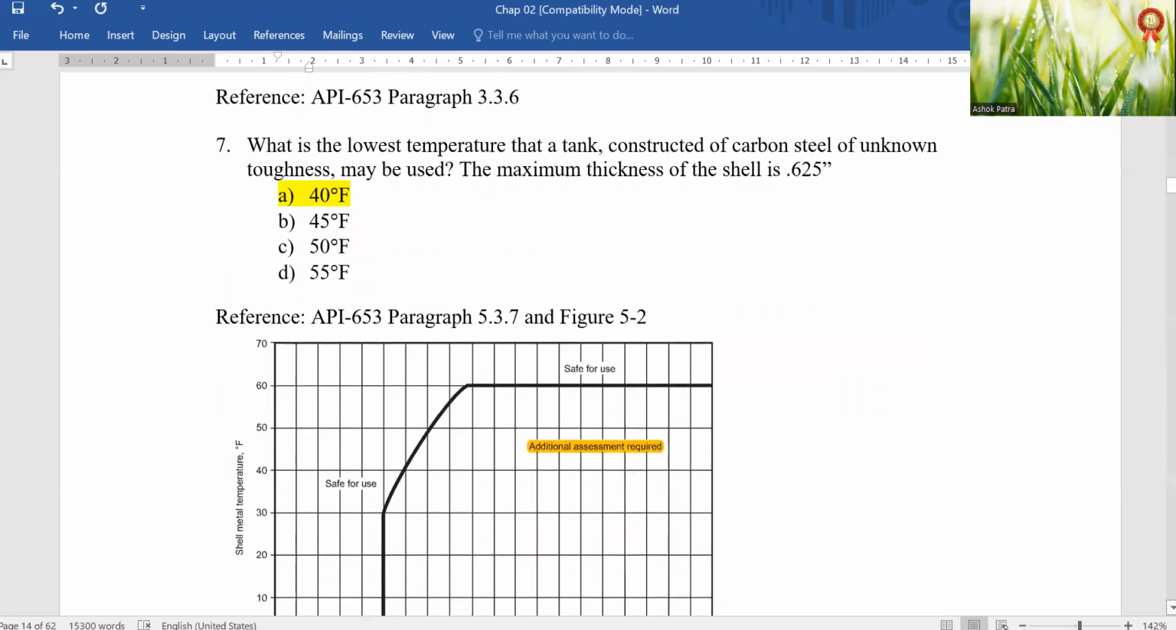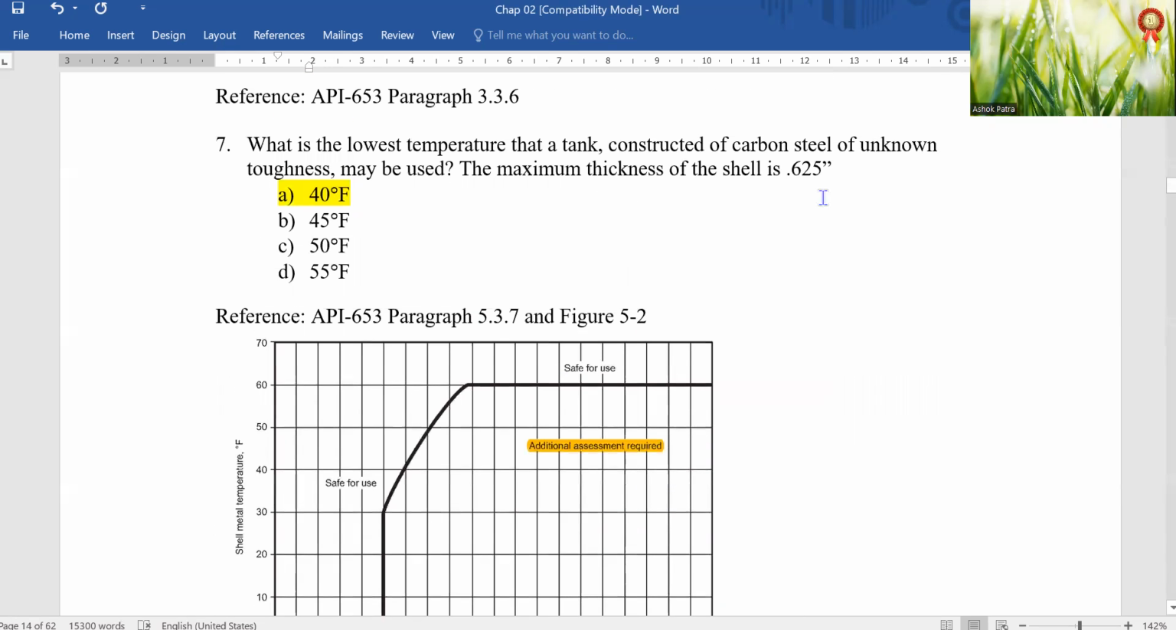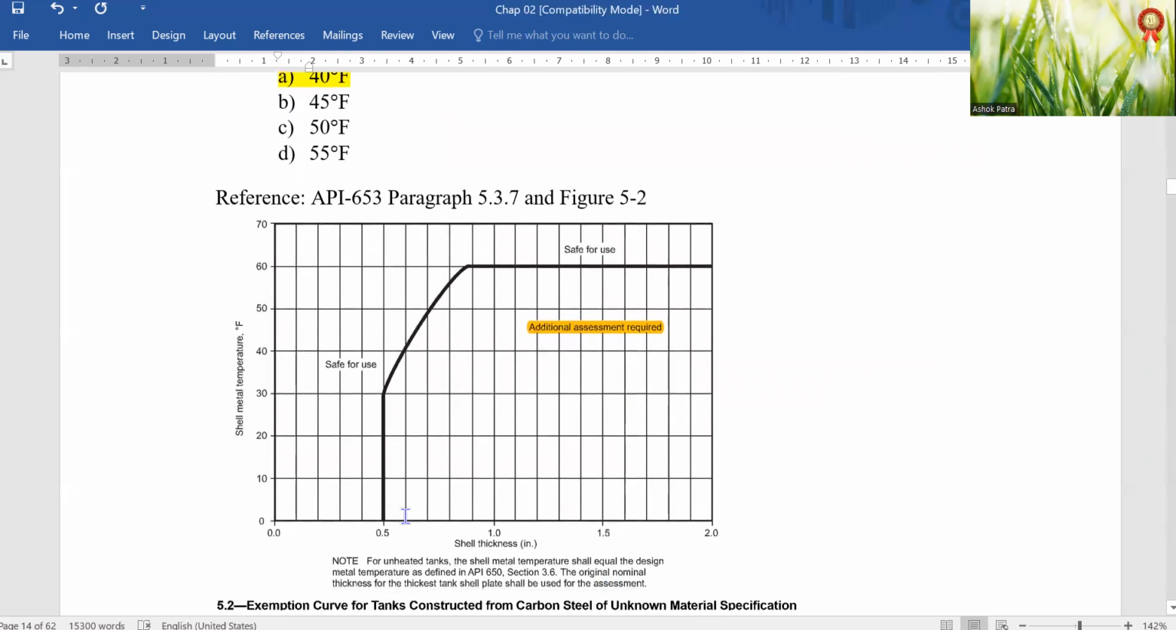So there is a graph. If you go to section 5, check it, 0.625. So you take 0.625, and read across the curve. That is 40 degrees. It cannot reach 45, maybe 42. Okay, but 40 is okay, the right answer.